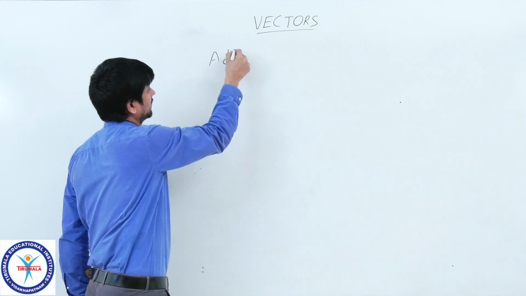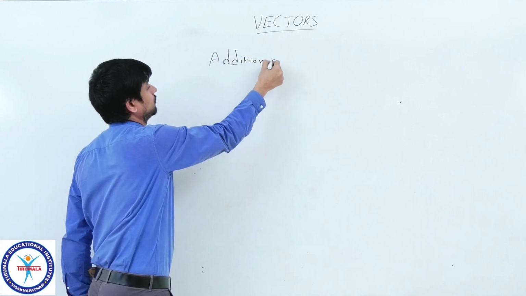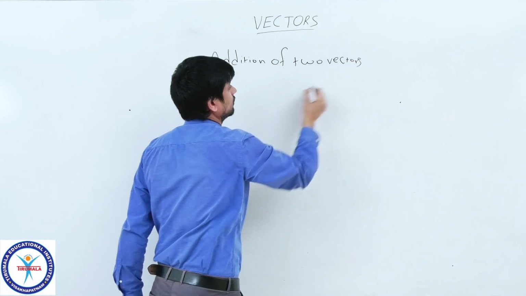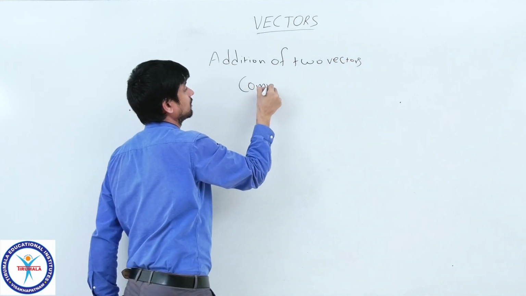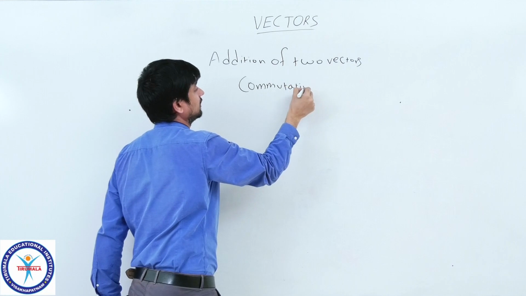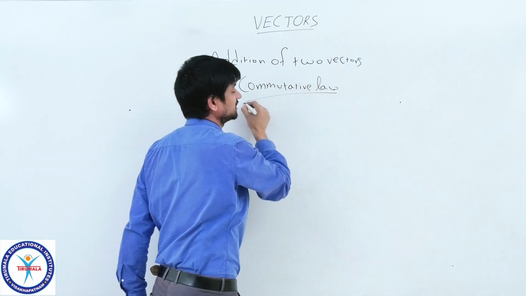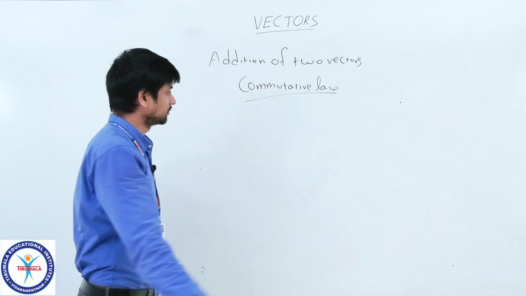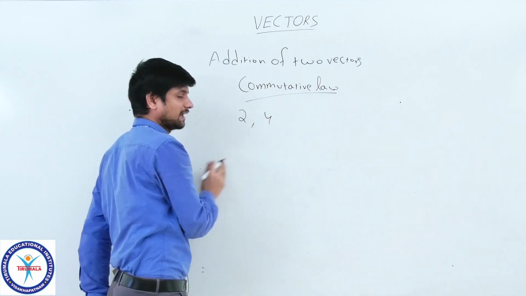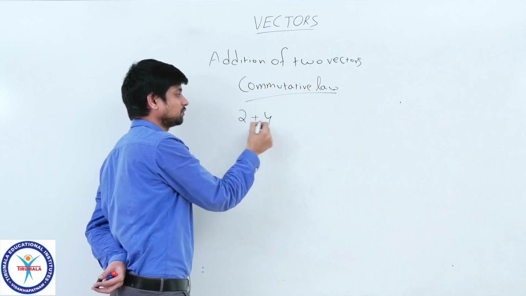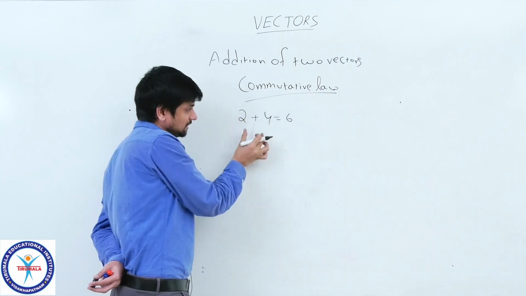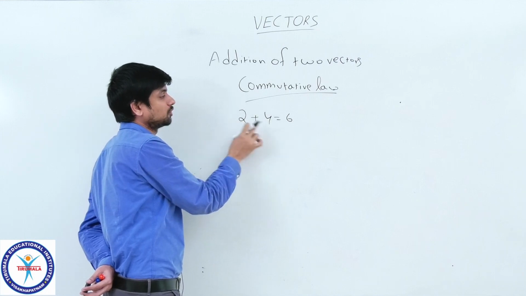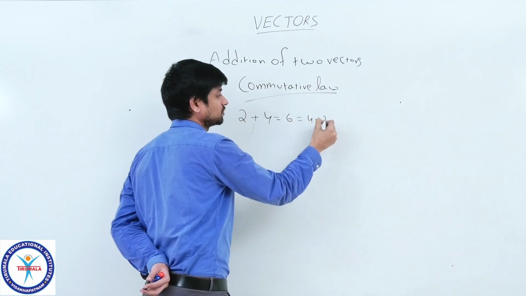Addition of two vectors follows commutative law. Commutative law means simply children, any two values, 2, 4 I have taken. So, you can add 2 plus 4, what is the value children? 6. And again apply the 4 position here, 2 position here. Look at that, 4 plus 2, 6.